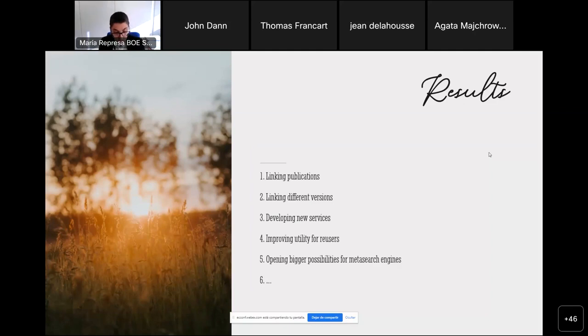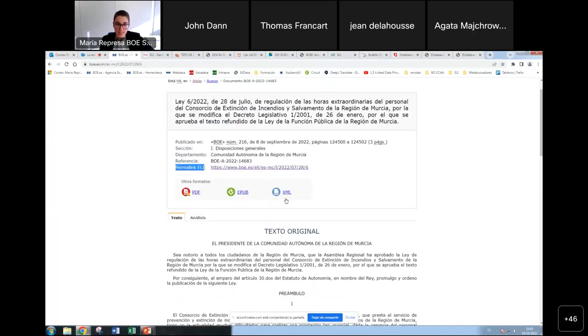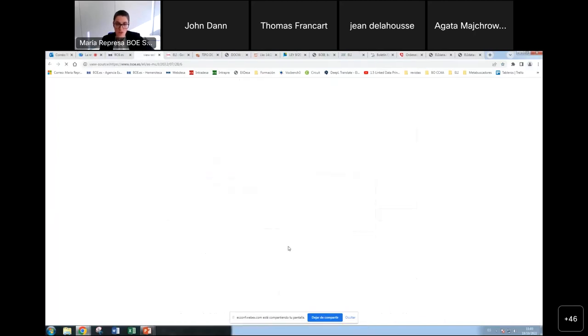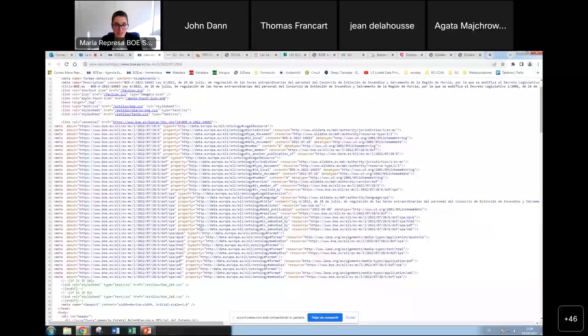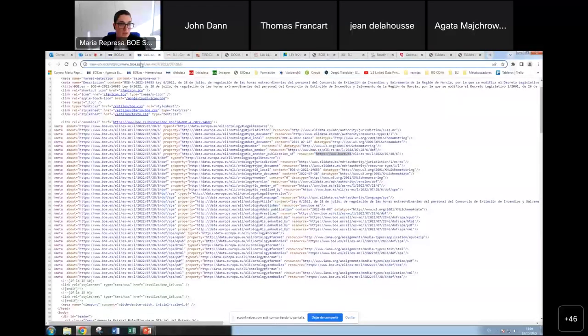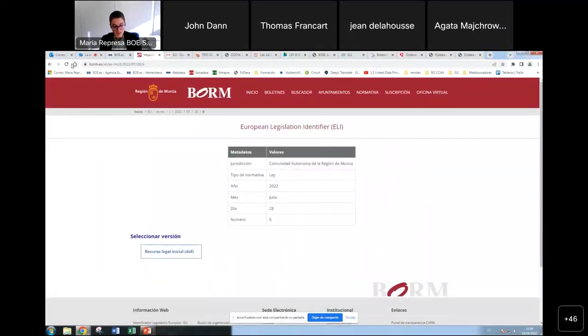Let me show you some examples of our implementation. Here is the state implementation, run by the official state gazette. Here you can see the permanent ELI link, and through the XML or the source code, you can appreciate the metadata set we are assigning. This property is another publication that takes us to the same resource but published by another official gazette. We can also just change the domain in the URI, and we will find the same act identified with the same URI.